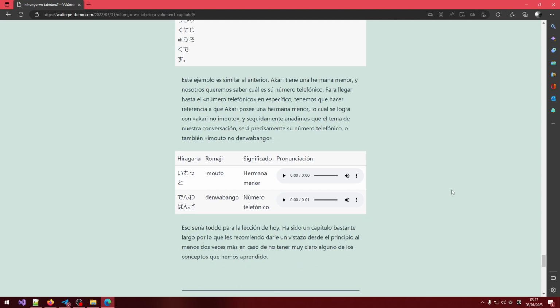This is the vocabulary. 妹、 Imoto is little sister. 電話番号、 Denwa bango is basically telephone number.